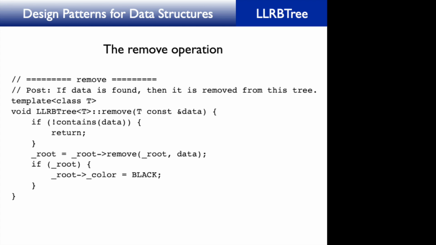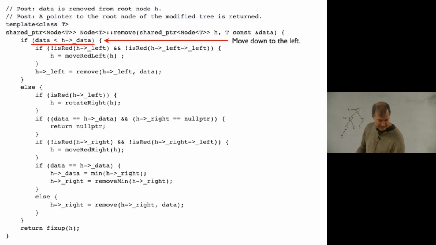If it's not contained, then the root version is never executed. And then _root gets _root arrow remove(_root, data) is the call to the node version to remove the data. And then the last statement is, if there is a _root, if the tree is not empty, then we automatically set the color of the root node to black. And here is the code.